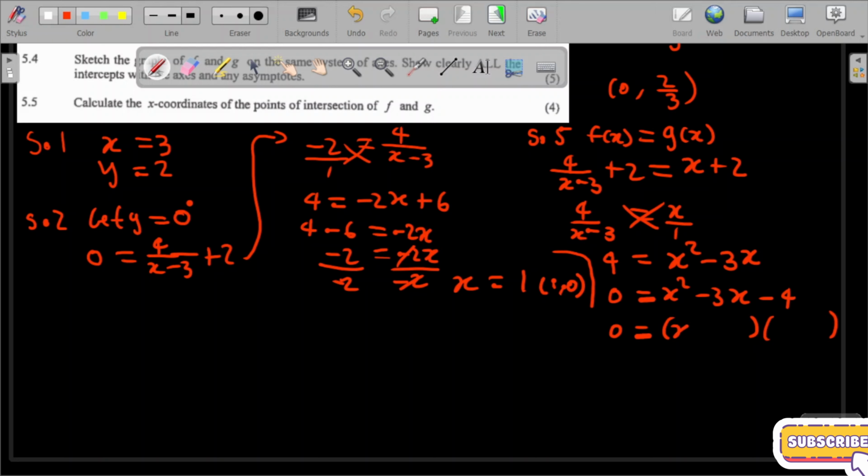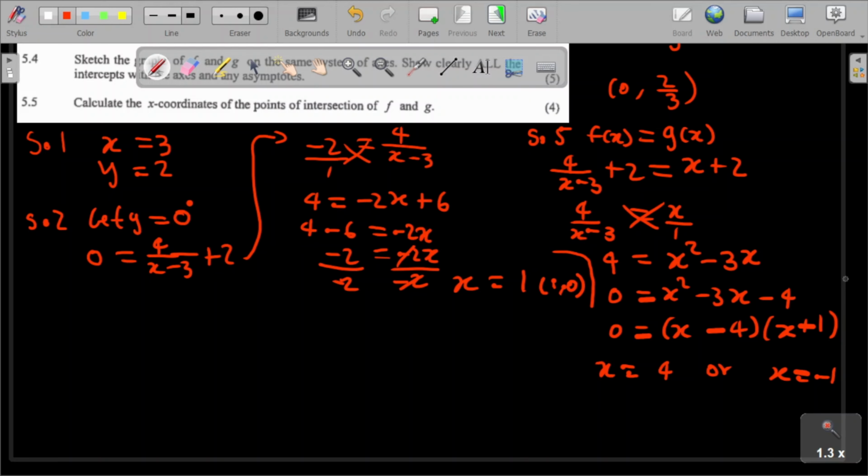It's going to be (x )(x ). So the factors of 4 are going to be 4 and 1. Now, what are the signs? There's going to be a negative and a positive. So if I check, this and this give me -4, and then -4 plus 1 gives me -3. So x = 4 or x = -1. So these are the x values of the points of intersection. Now I'm going to draw the graph.